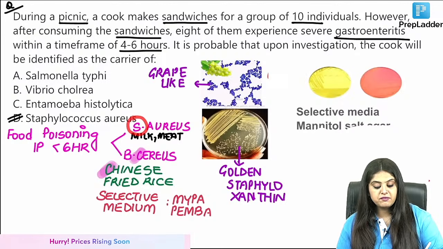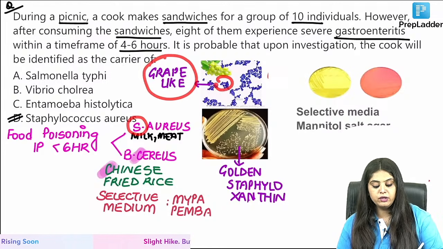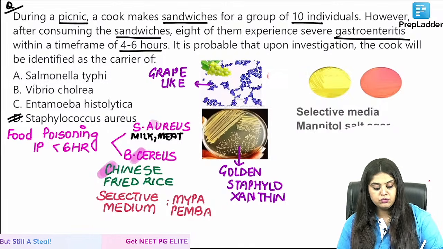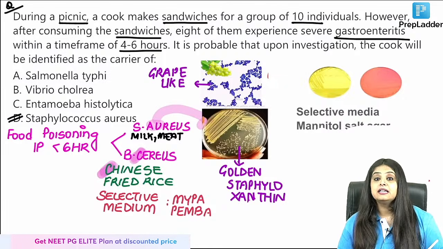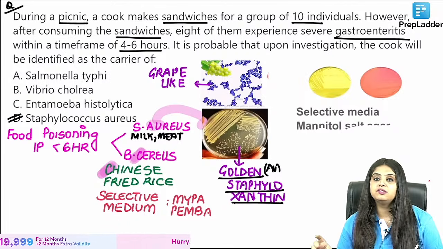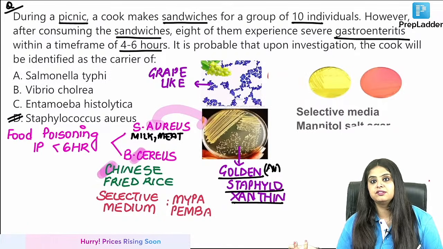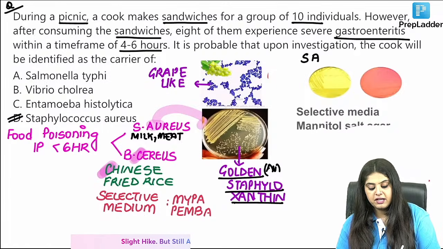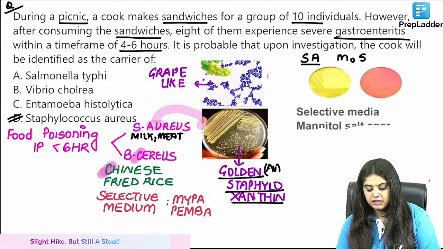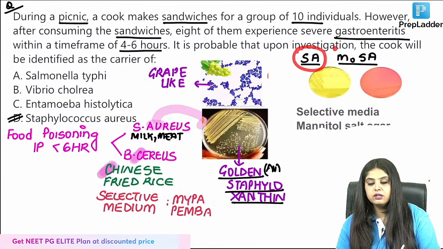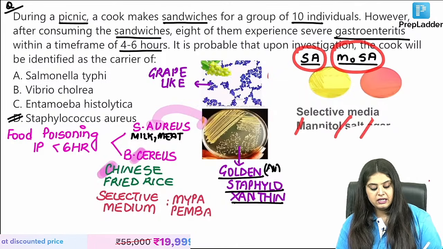When I talk about Staphylococcus, do we all know it is going to look like a bunch of grapes? Common sense. When I say aureus, what is AU? AU for gold. I can see a golden color pigment, and common sense says Staphylococcus will have staphyloxanthin pigment. They will ask you what is the selective media for Staphylococcus aureus. Samosa, as everyone started saying. Very good. The selective media for Staphylococcus aureus is mannitol salt agar.